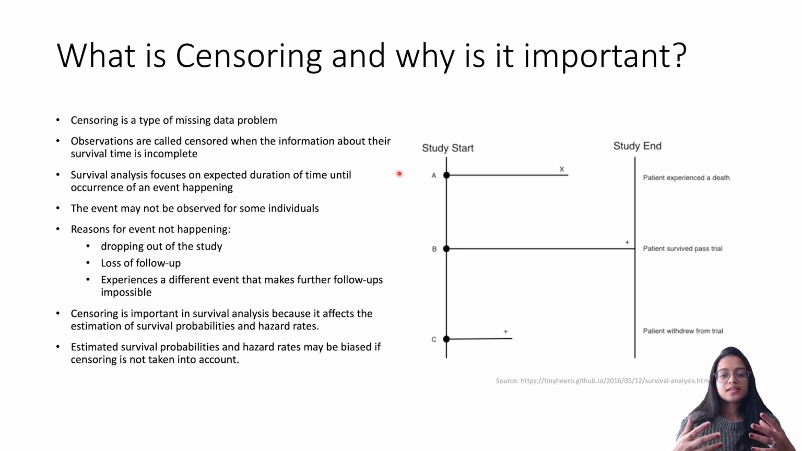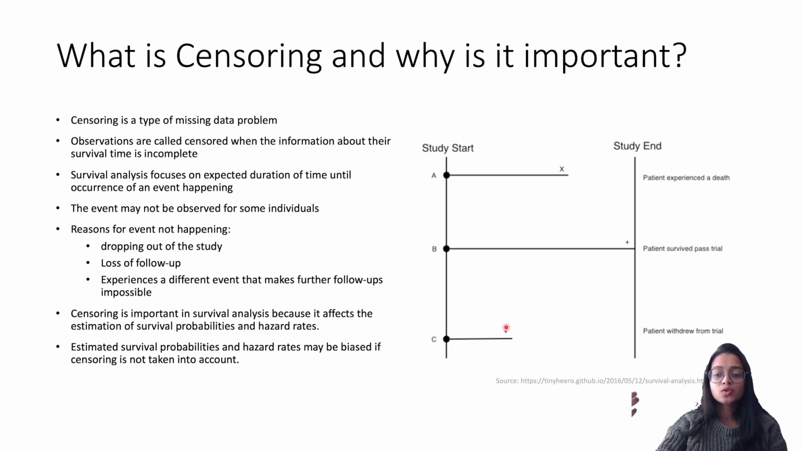So let us understand censoring more and how exactly it's performed with the help of an example again. And here, looking at the diagram, we can see that in this example study, there are 3 patients, patient A, patient B and patient C. Patient A experiences death before the study ends, and we count this as an event. Patient B survives and passes the end of the study, and patient C withdraws from the study.